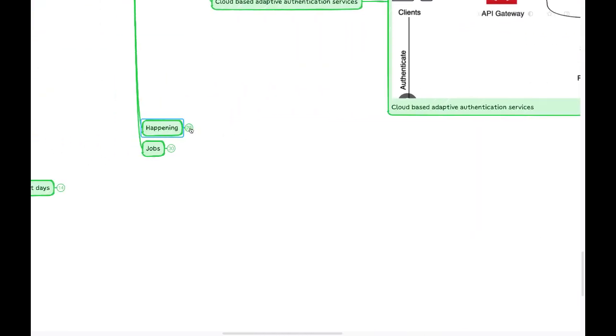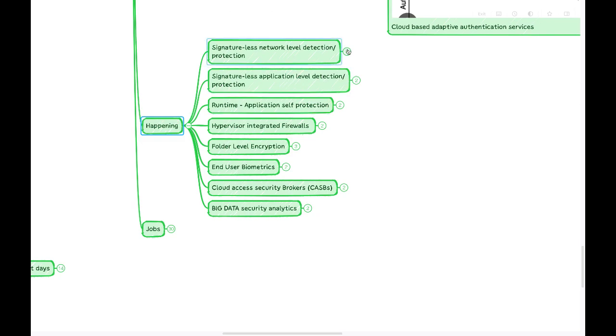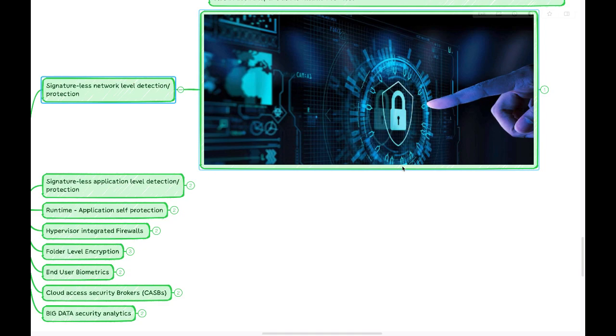Signatureless network level detection/protection refers to security measures that identify and defend against threats without relying on traditional signatures or patterns. Instead, they utilize behavior-based analysis to detect anomalies and potential threats in network traffic.